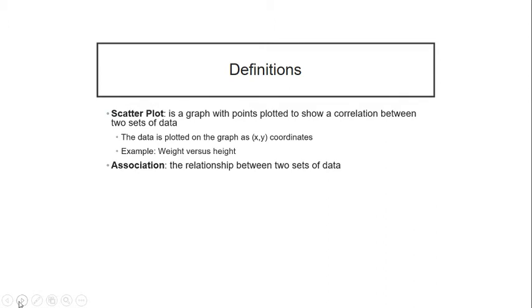An association is a relationship between two sets of data. So we use this in mathematics and in science to determine if two different variables are somehow related or associated.